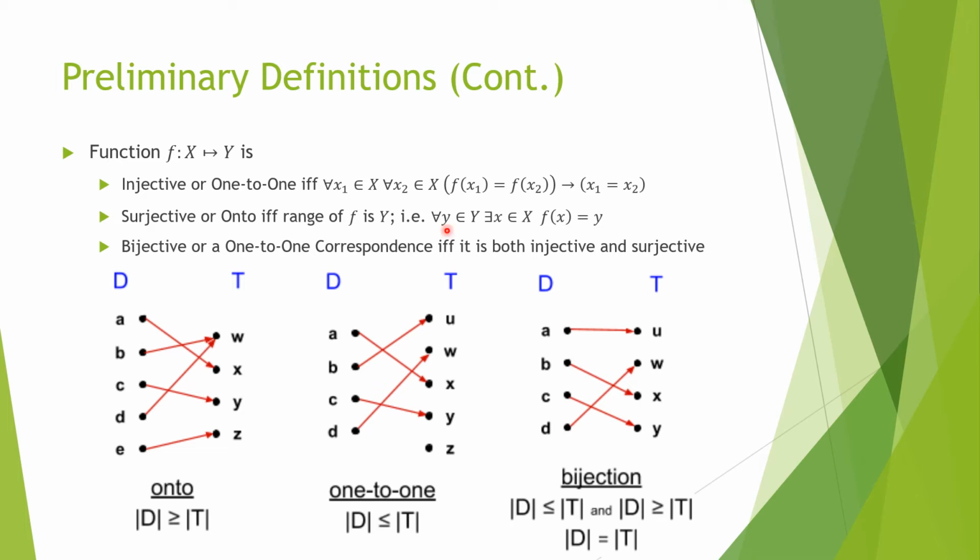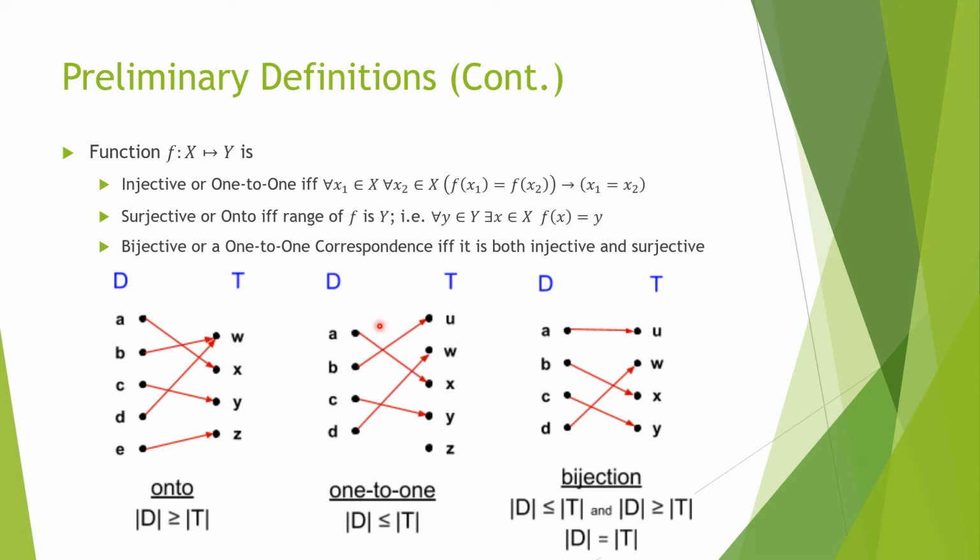Again, for every element in the target like y, there should be an element in the domain like x such that f of x is equal to y. For example, this is an onto function because the target, t, which contains 4 elements, is equal to the range, because the range is also w, x, y, and z. In other words, all the elements in the target are participating in the function, which means for every element in the target, there's an arrow towards it.